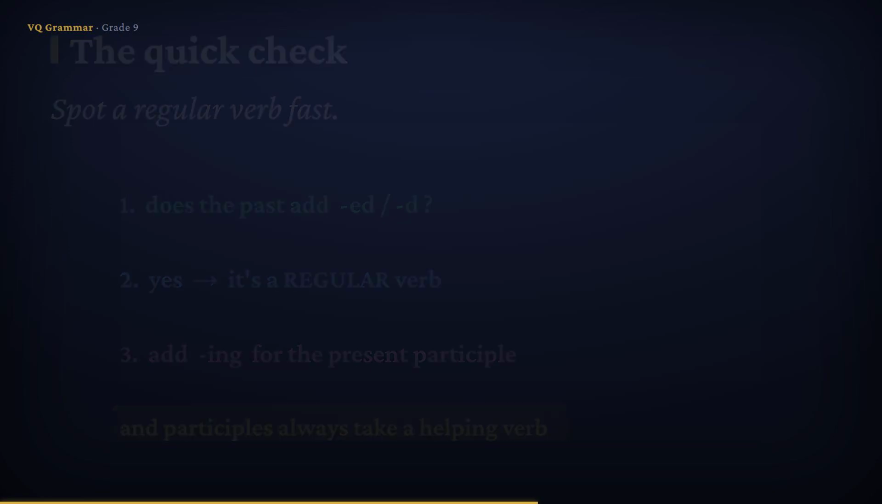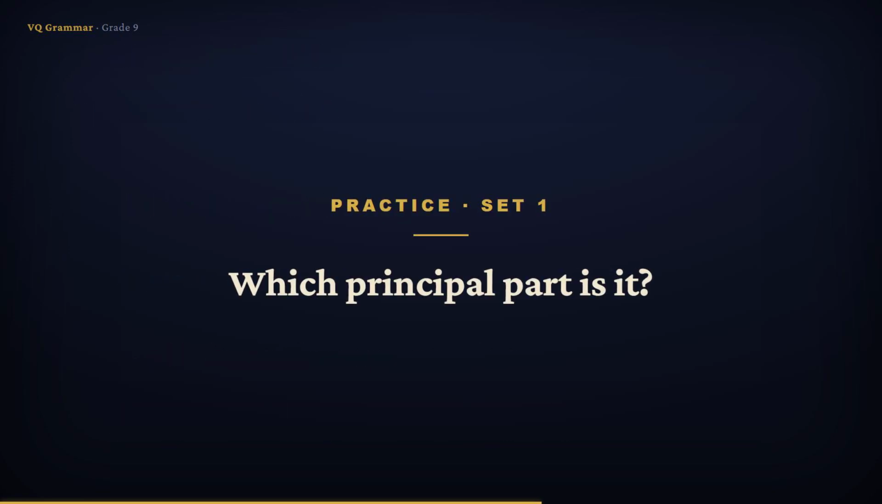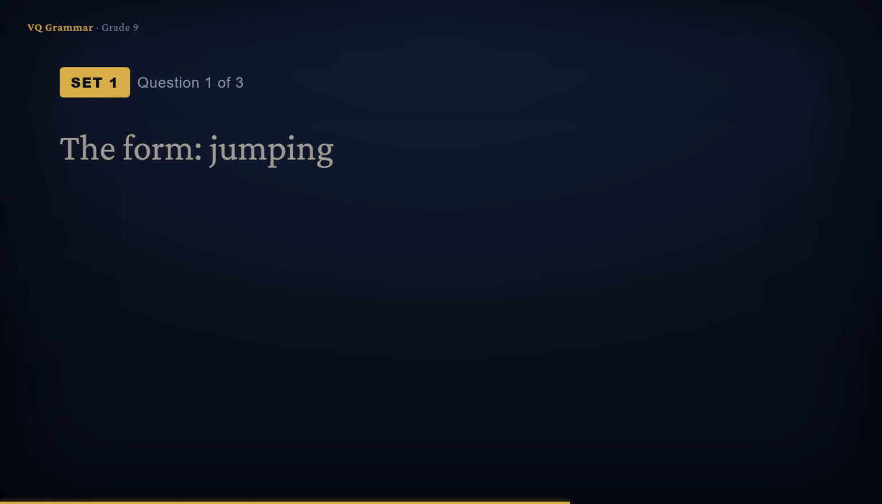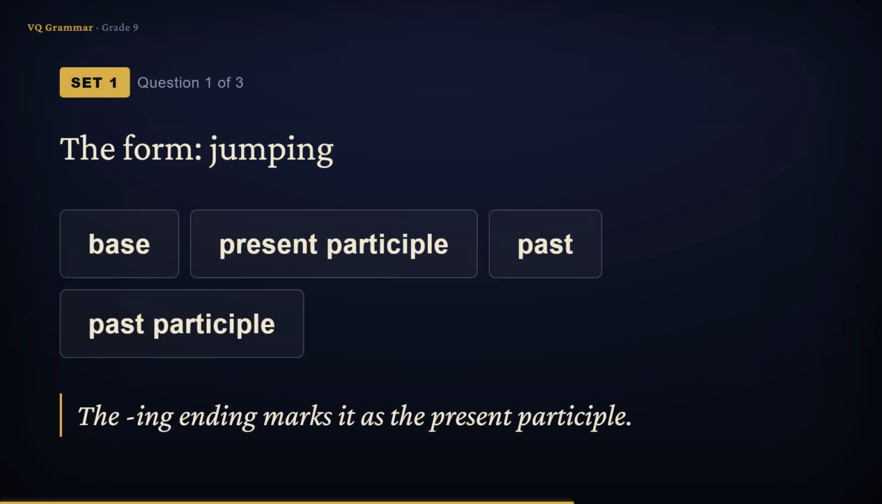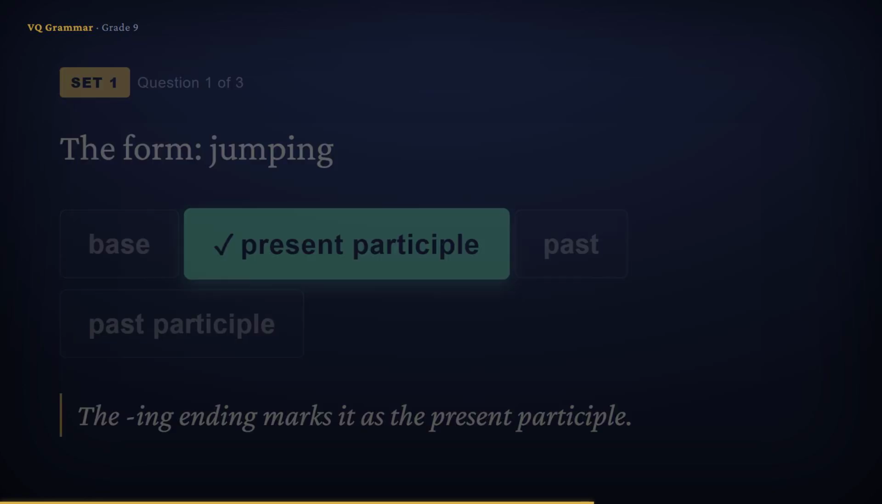Let's practice. In this first set, I'll show you a verb form, and you tell me which of the 4 principal parts it is: base, present participle, past, or past participle. Pause the video and decide before I reveal each answer. The form is jumping. What ending do you see? That ing tells you immediately this is the present participle, the form that shows action in progress. So the answer is the present participle.